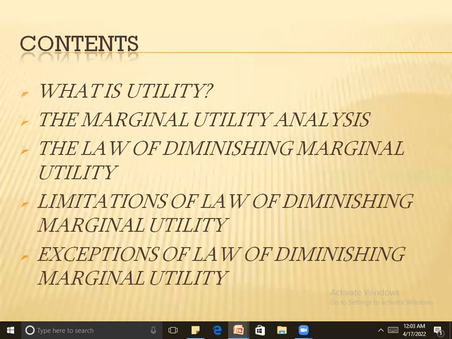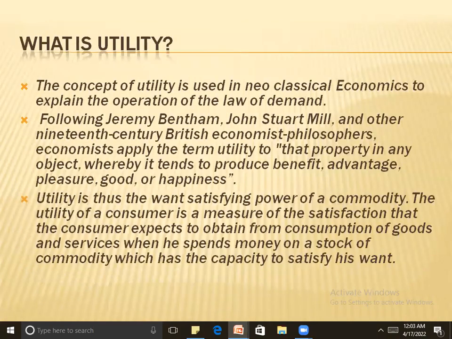Here we are going to learn about what is utility, the marginal utility analysis, the law of diminishing marginal utility, limitations of the law of diminishing marginal utility, and exceptions. Let's begin. So, first, what is utility?